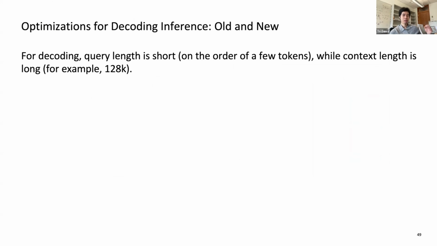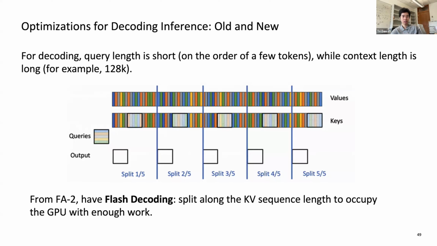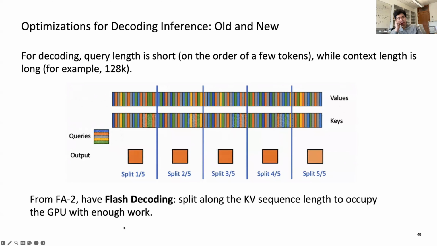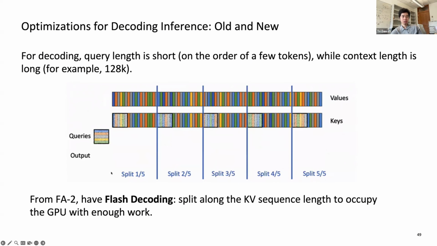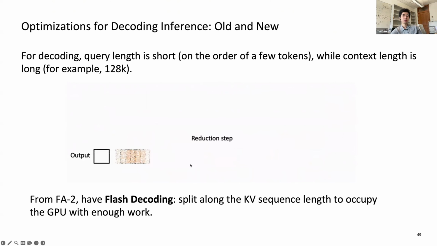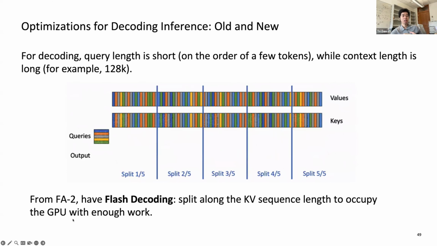And for decode, usually the query is much shorter. It could be 1 token or a couple tokens if you do speculative decoding, but the context can be quite long. And so the standard way of doing this, and this is the work we collaborated on with the folks at Meta, is that you can split the KV cache into multiple splits. So you can split into 5 splits and have different thread blocks computing attention with respect to each of those splits, right? And at the end, you do a reduction to compute the final output. This is so that you have more parallel work for the GPU to do.